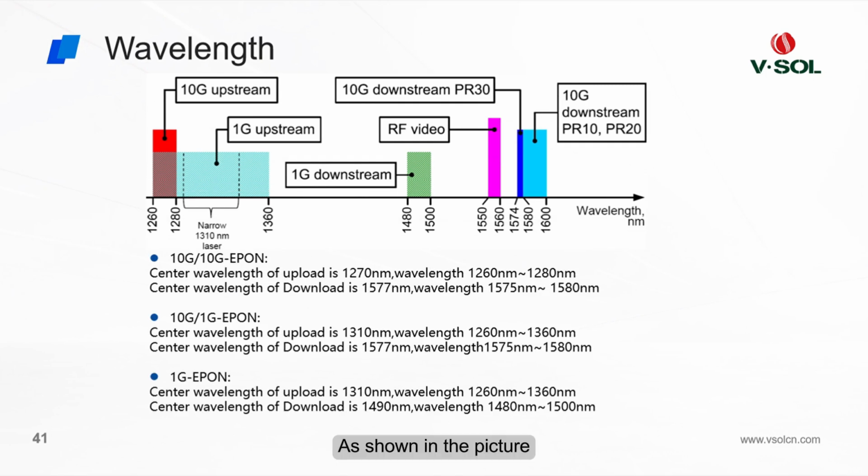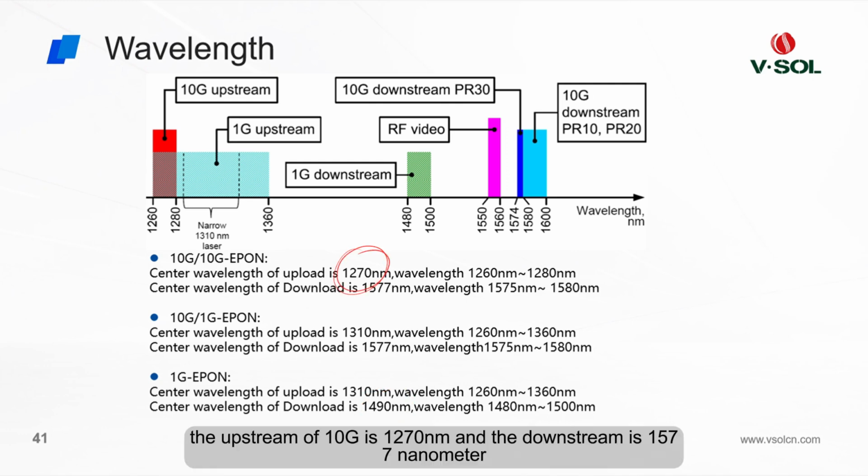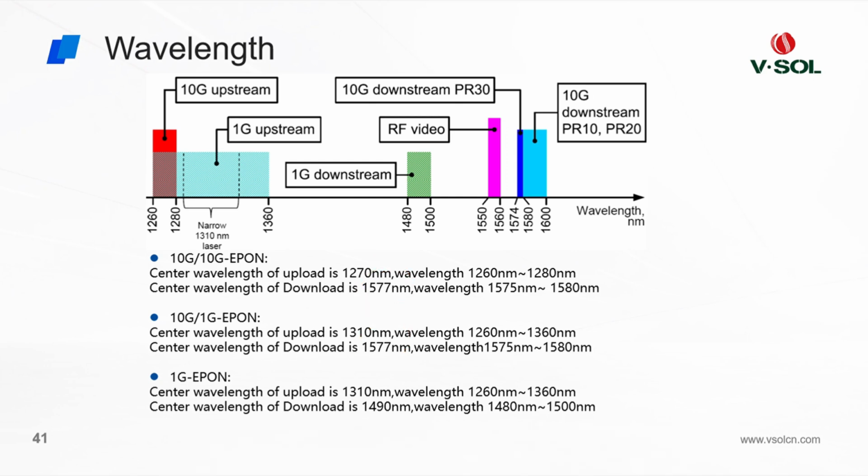As shown in the picture, both 1 gigabit and 10 gigabit have their own wavelength ranges for upstream and downstream. And what we need to remember is the value of the central wavelength. The upstream of 1 gigabit is 1310 nanometer. The downstream is 1490 nanometer. The upstream of 10 gigabit is 1270 nanometer, and the downstream is 1577 nanometer.